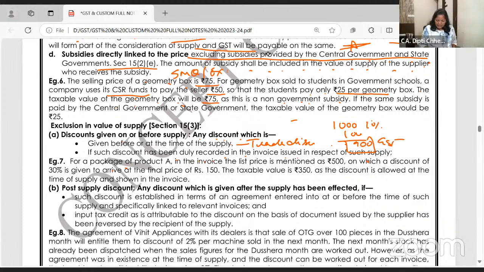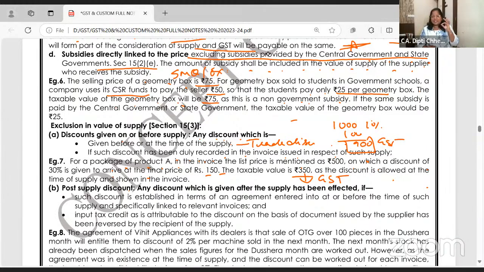For a package of product A, invoice is 500, on which a discount of 30% is always given. Trade discount: 30% of 500 is 150. Taxable value is 350 as discount is allowed. So on how much will GST be charged? I want all of you to write with an arrow mark: GST will be on 350.